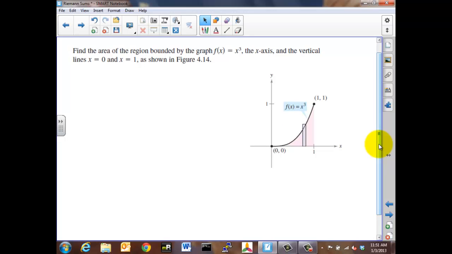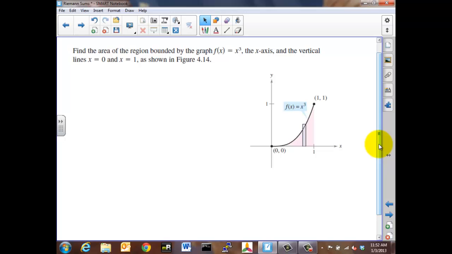Is this your next problem? Okay. Last problem we're going to look at today. Find the area of the region bounded by the graph, f of x equals x cubed, the x-axis, and the vertical lines x equals 0 and x equals 1. And the main reason I'm showing you this is because when you read that, your brain goes haywire and says, this is nothing like what we've been doing in class. But it's the exact same thing. We just used a lot of different words to show you that, okay?